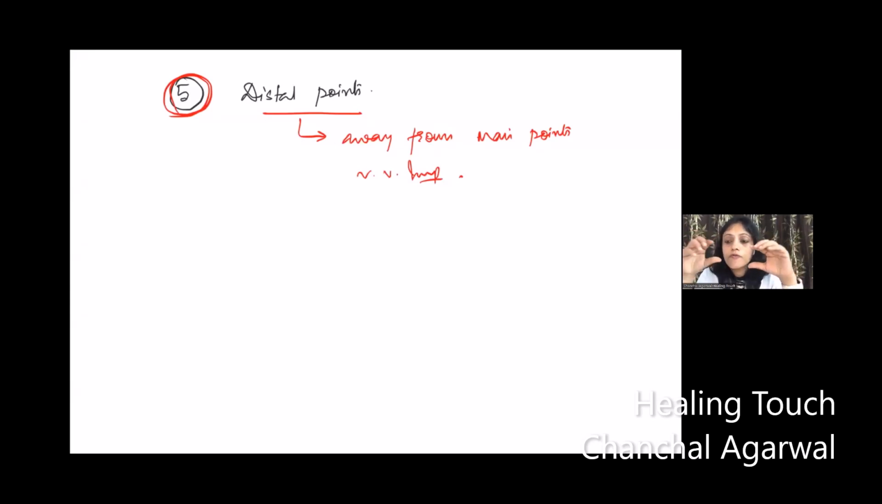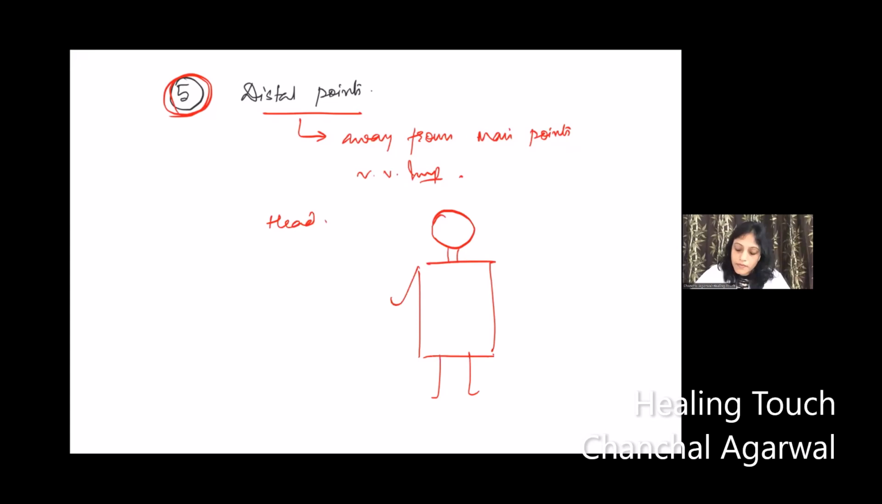So there are a few fixed distal points which you can use for the whole body. For example, for the head region, if this is the body, then for the head region, you have LI4 as a distal point. Where is LI4? LI4 is on the palm, but it is controlling the treatment of the face or the head region. So this is called a distal point. So this is one fixed point, that LI4 is a distal for the head region.